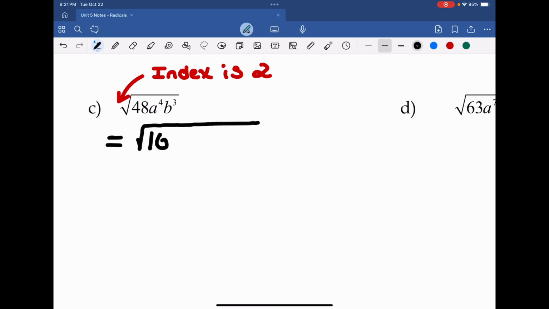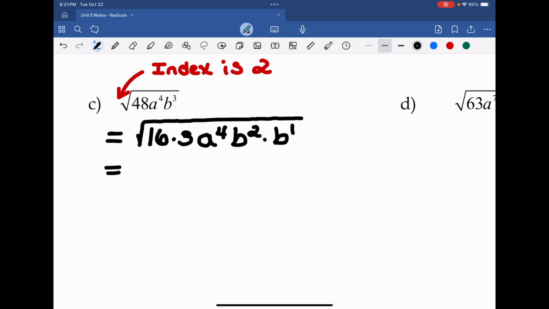It would split apart into 16 times 3, and 16 times 3 is 48. Now, I'm going to make sure that all my powers on the variables can be divided by 2. a^4 can definitely be divided by 2. I'm going to split b^3 into b^2 times b^1. When I split it like this, it allows me to divide by the index.